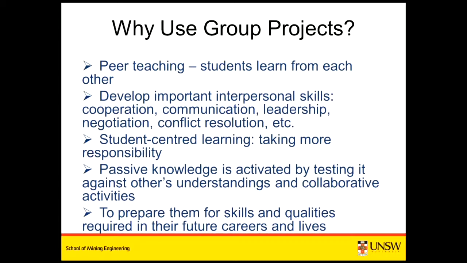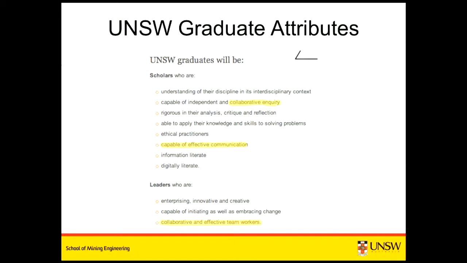And I'll finish up with this one, which is to prepare them for the skills and capabilities they need in their future careers and lives. We don't want students who are going to graduate with a whole bunch of knowledge but are unable to use that knowledge out in the quote-unquote real world. And so the more group work and project work they can do, the better it is for their future. So at UNSW, we have graduate attributes.